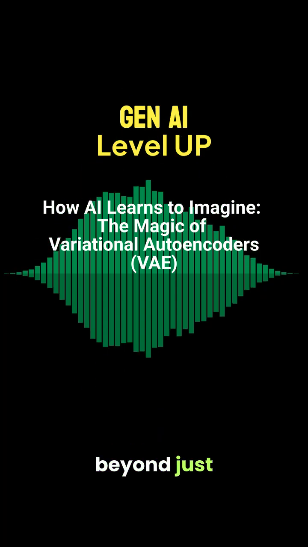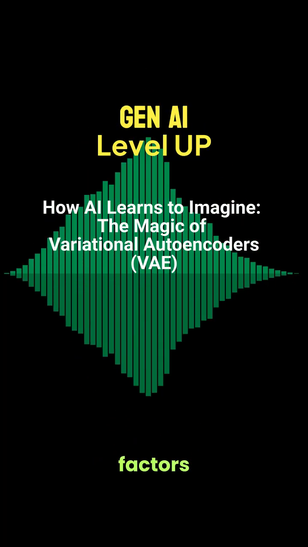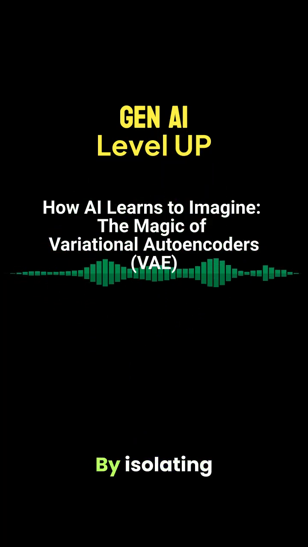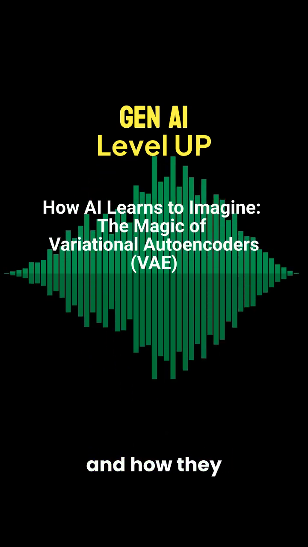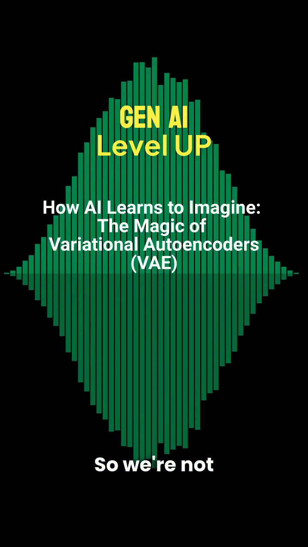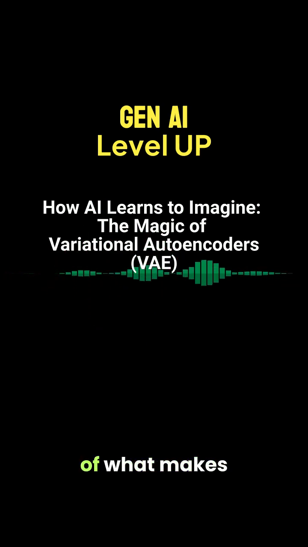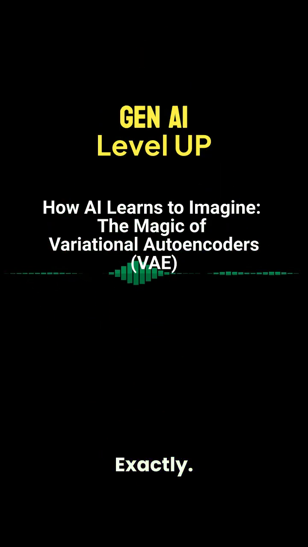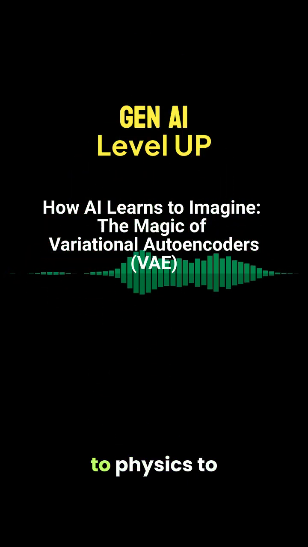And it goes beyond just aesthetics. Disentanglement can also help us understand the causal factors that give rise to the data. By isolating specific features, we can start to see how they relate to each other and how they influence the overall outcome. So we're not just creating cool cat pictures, we're actually gaining a deeper understanding of what makes a cat. Exactly. And this kind of insight can be valuable in all sorts of fields, from biology to physics to economics.